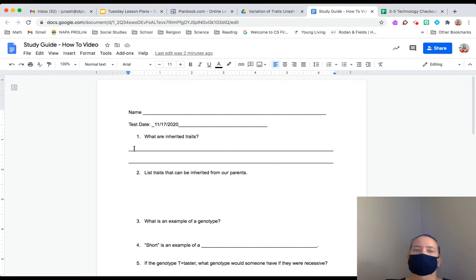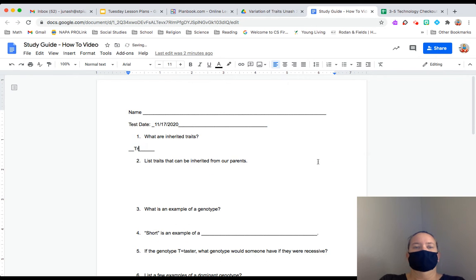What are inherited traits? Well, as we kind of talked about this, inherited traits are traits that can be passed down from one generation to the next. Remember, a generation is from parents to sibling to the children and to the grandchildren, things like that.